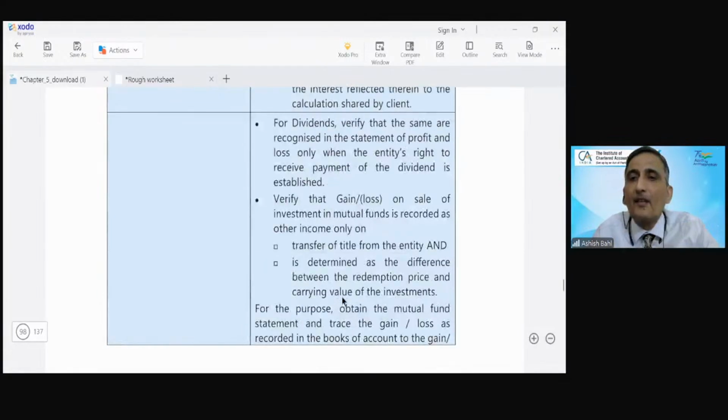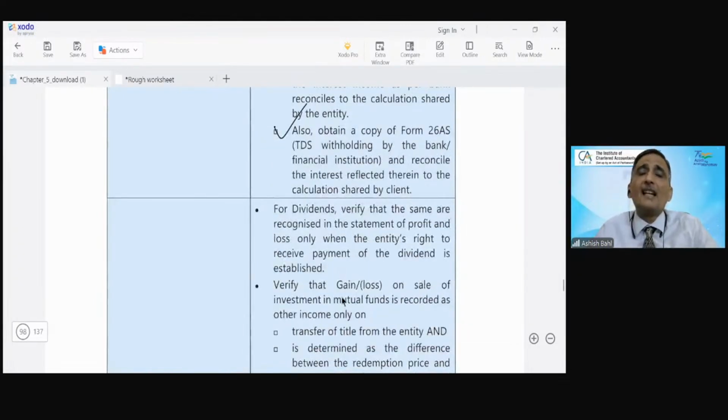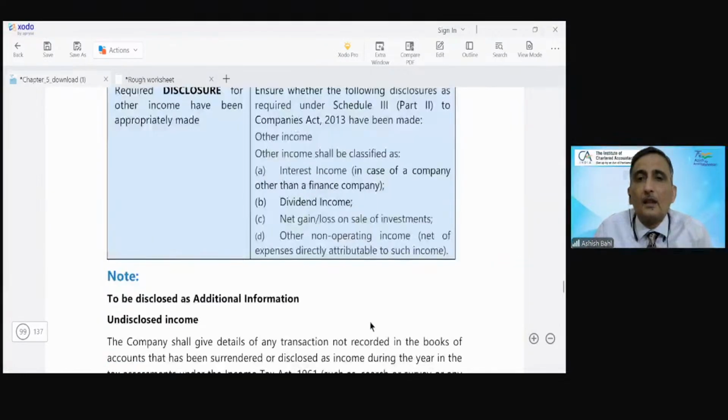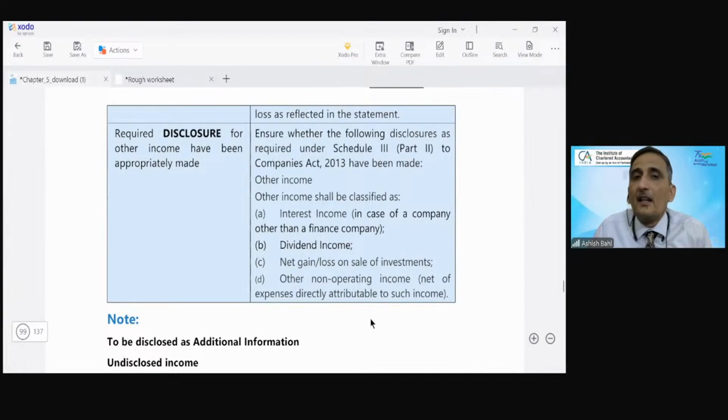Okay. Similarly, in case of dividends, the dividends should be recognized only when these three conditions are fulfilled. Or say the entity may have invested in some mutual funds, or made some investment in other financial instruments, then gain or loss on their redemption has to be recognized. So it has to be ensured that it is recognized only when such units are redeemed. And there are disclosure requirements in respect of other income also.